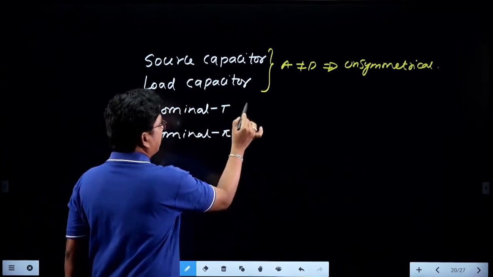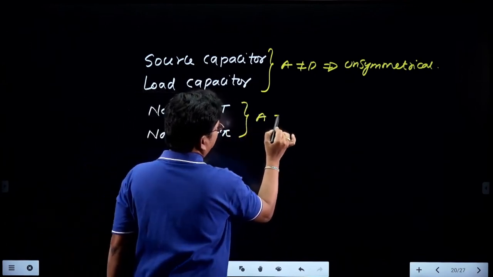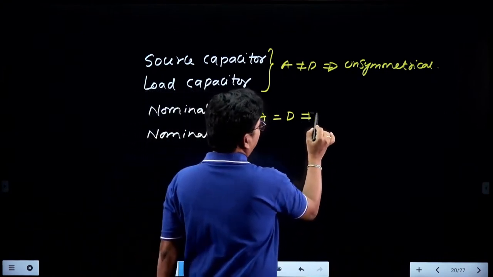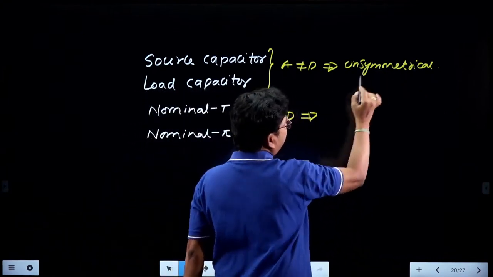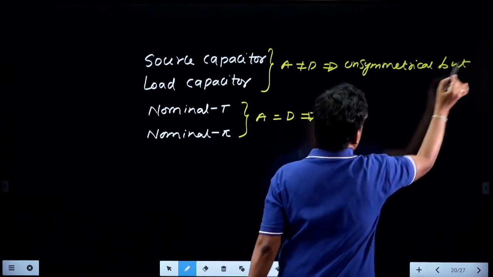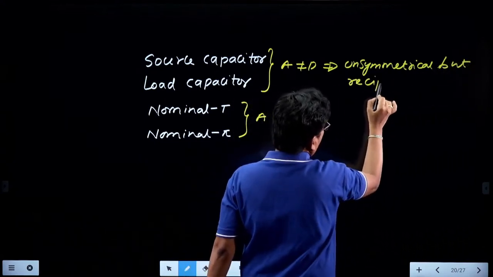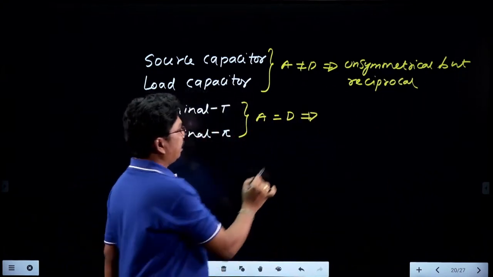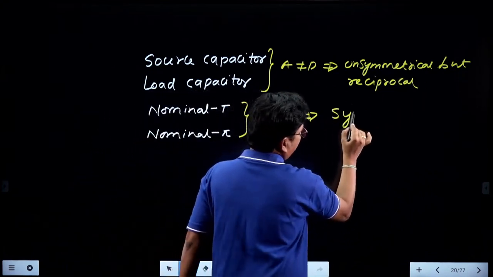But for the nominal T and nominal pi, in both cases A is equal to D, so they are symmetrical. Here they are unsymmetrical but reciprocal, whereas in the case of nominal T and nominal pi, these two are symmetrical as well as reciprocal.